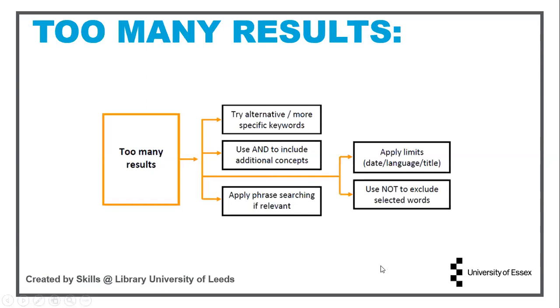If you are finding too many results, which is equally as frustrating, you can try more specific keywords and can use AND to include additional concepts to make your search more specific. You can also use phrase searching if you have multi-word phrases, and make sure to use the limits available in the database you're using. You may also find some irrelevant terms keep cropping up in your results, so you can try using NOT to exclude these.